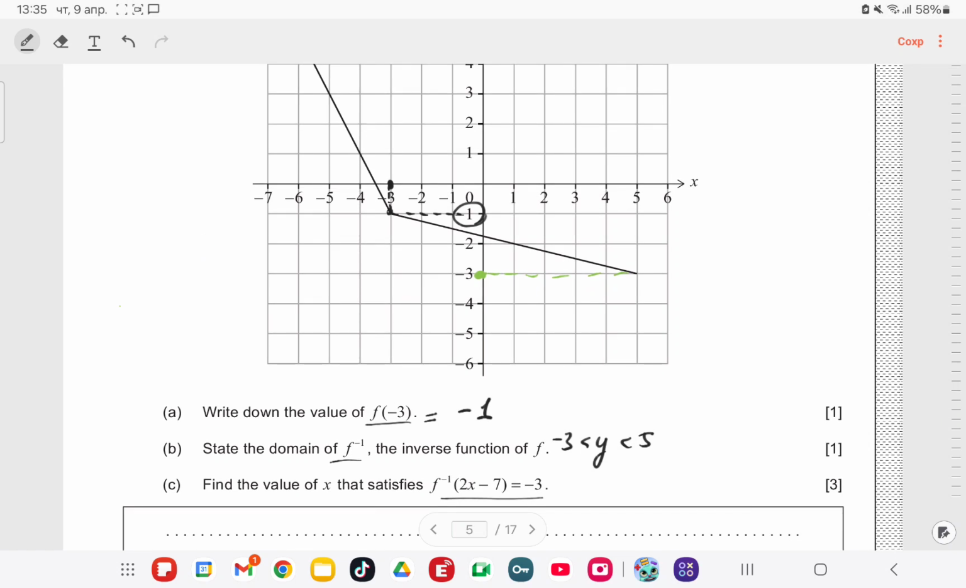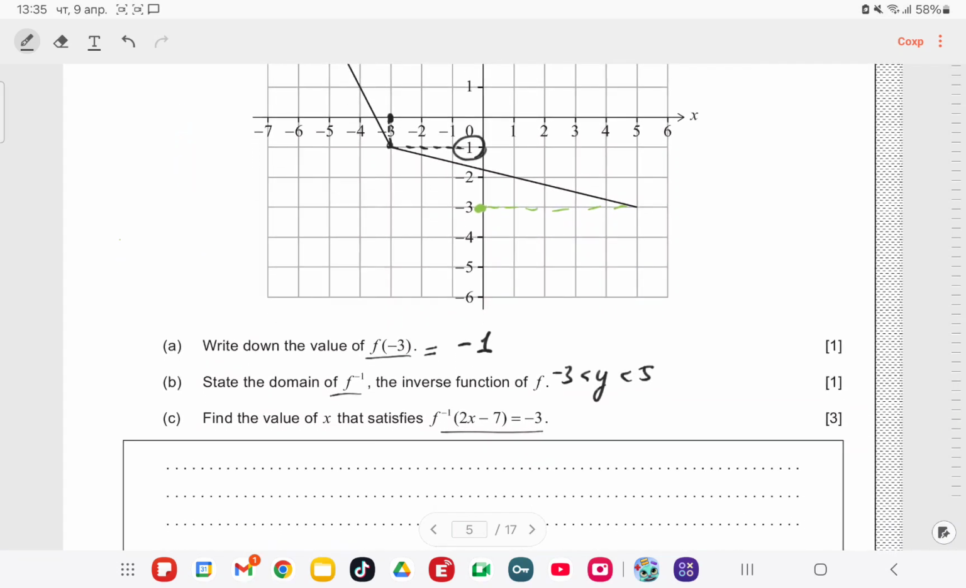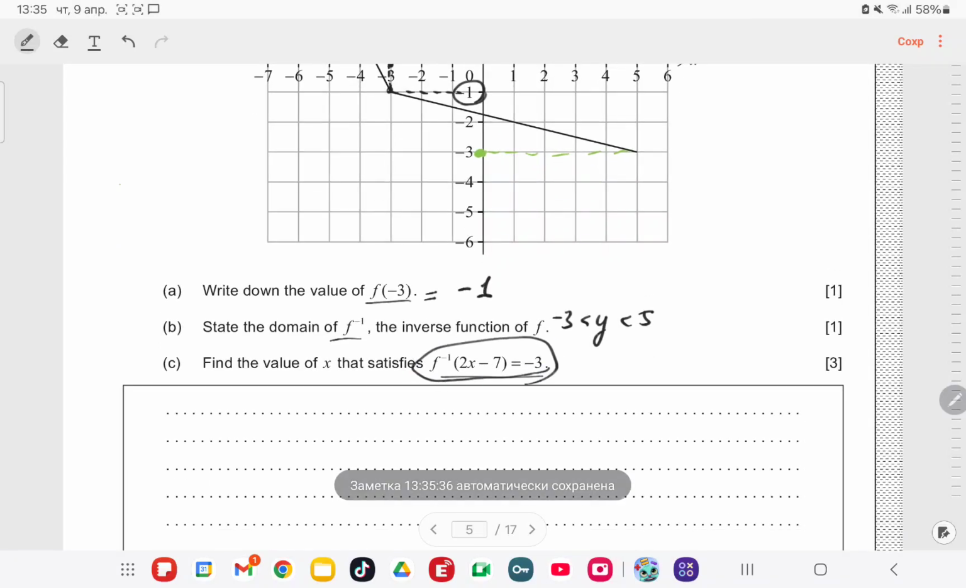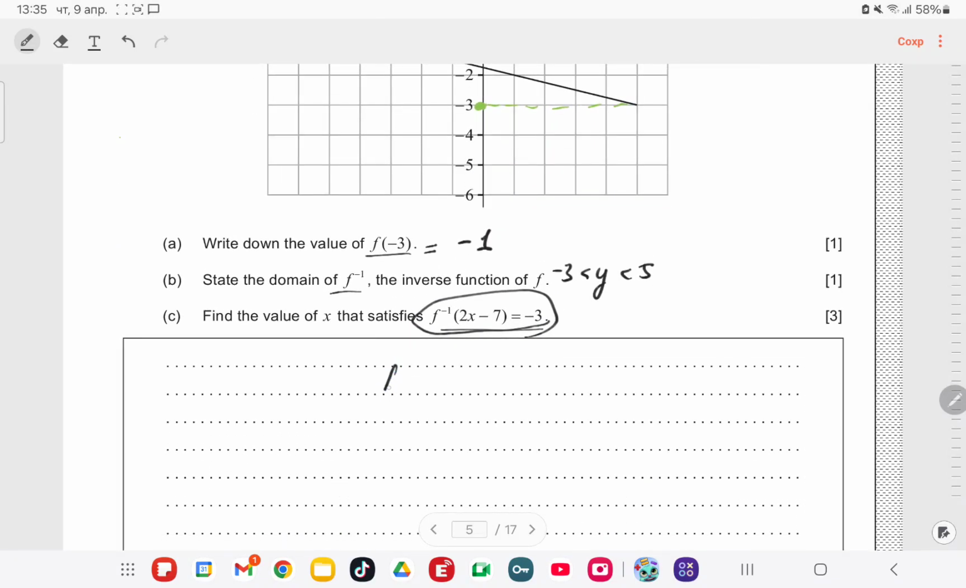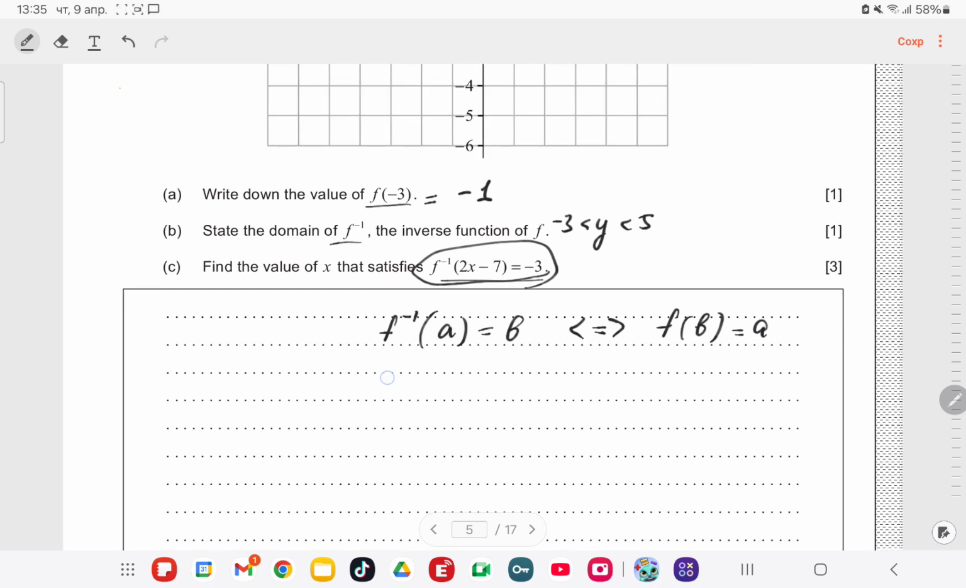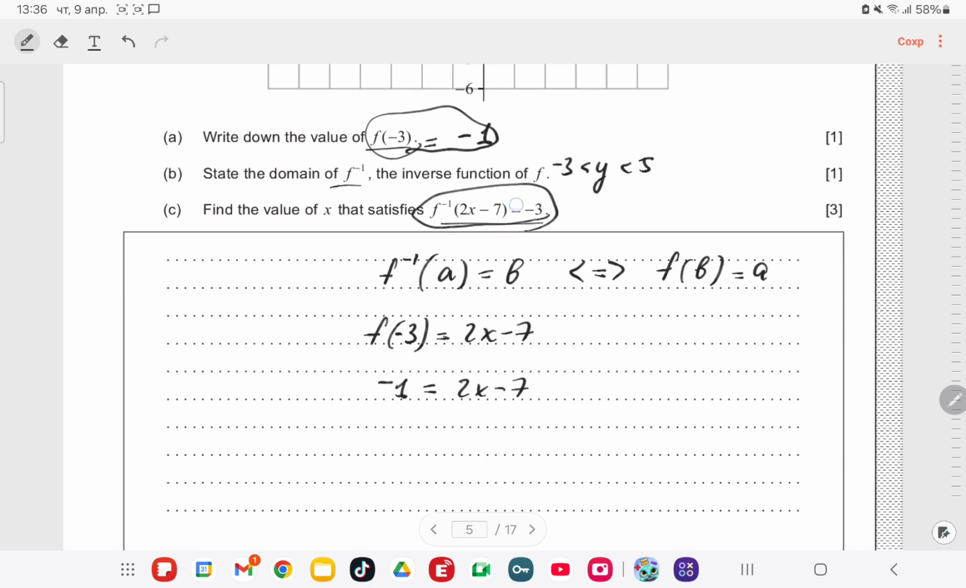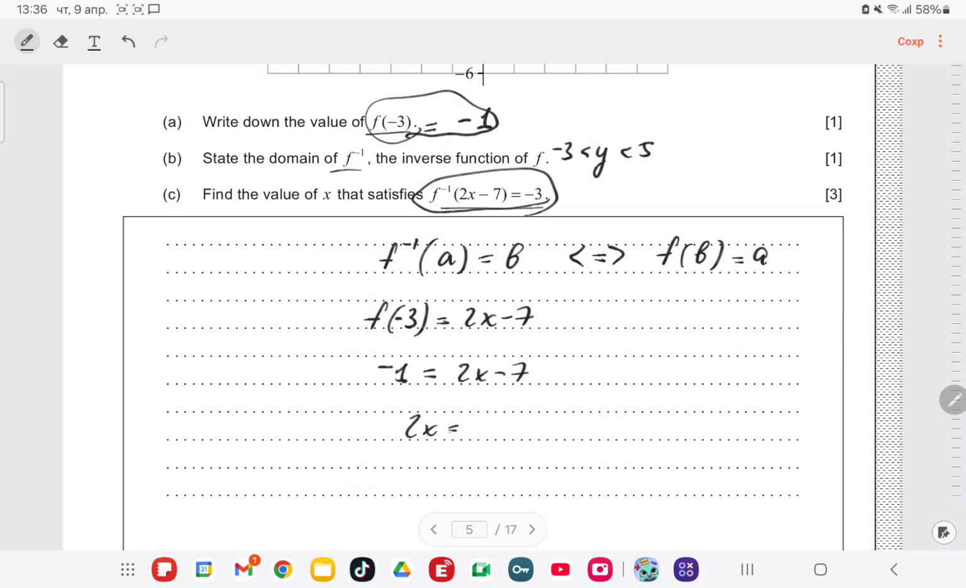Okay, and the next question, we have to find the value of x here. First thing, we know that if we consider this expression, it's identical to f of b is equal to a. And it means that for this example, we can say that f of -3 is equal to 2x minus 7, and we know that f of -3 is also -1, so -1 equals 2x minus 7, and then we have to solve this linear equation. 2x is equal to 6 minus 1, which is 5, and x is equal to 2.5.